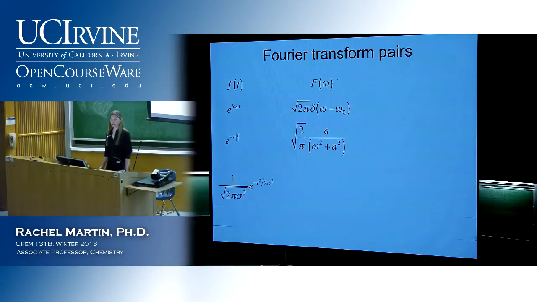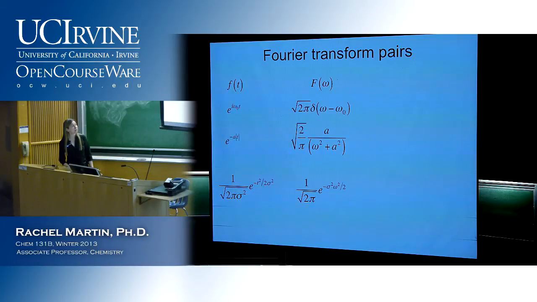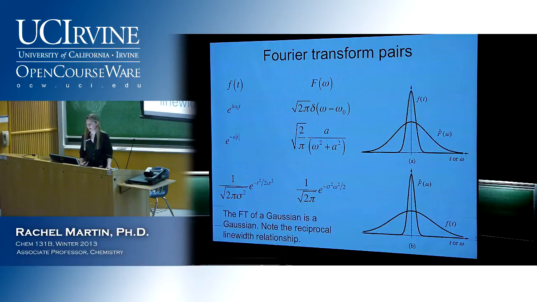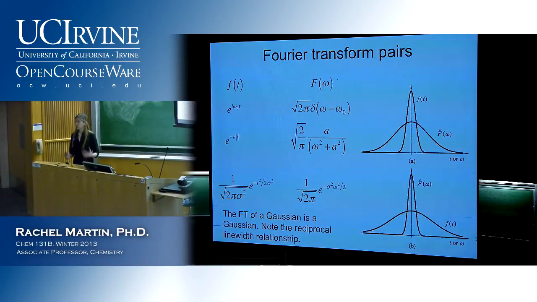So if we have a Gaussian, so here's a Gaussian function. The Fourier transform of that is another Gaussian. And I want to point out that they have reciprocal relationships. So if you have a Gaussian that's very narrow in the time domain, its Fourier transform in the frequency domain will be really broad, and vice versa. And that's something that you should remember as part of your intuition about these things.